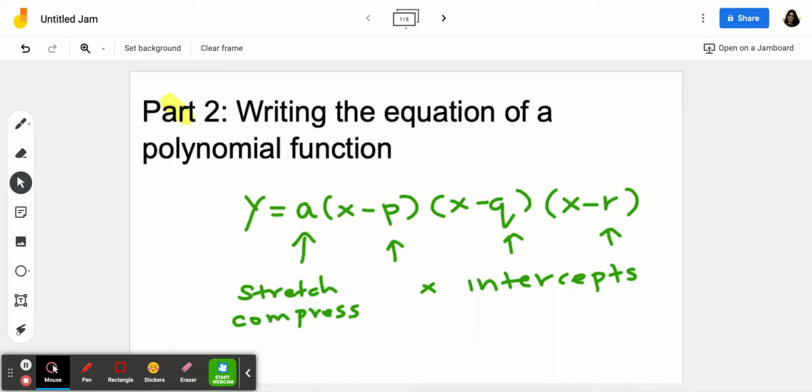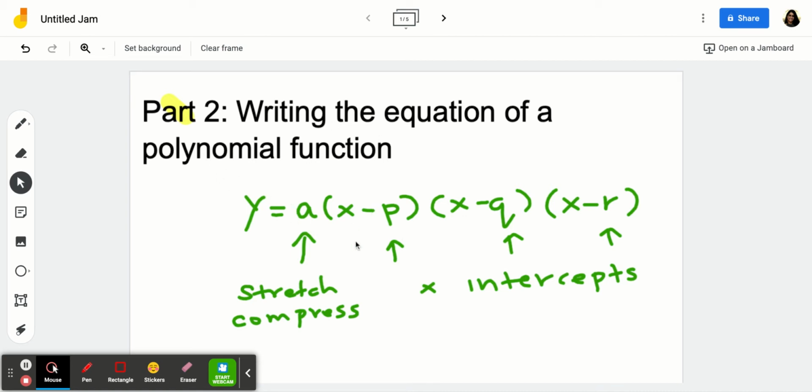Everybody, I decided to make a video out of part 2 because I think that's best. That way you have time to pause this as you need. All right, so part 2 is kind of the opposite of what we did Monday and Tuesday. Instead of having you graph it, we're going to do the opposite. I'm going to give you the graph and ask you for an equation.